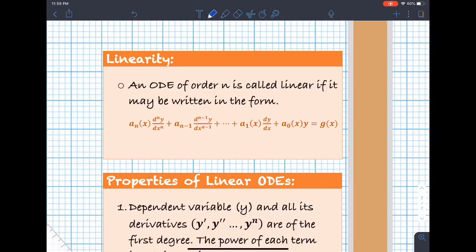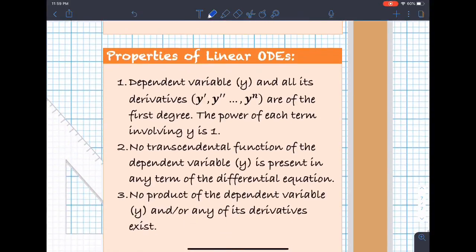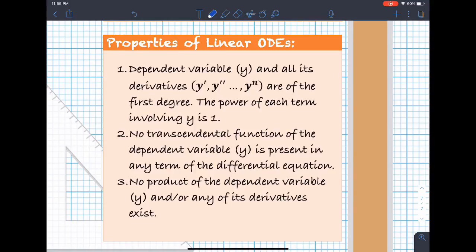Whether a differential equation would be considered linear or nonlinear, there are 3 properties to determine the linearity of ordinary differential equations. The first criterion is that the dependent variable y and all its derivatives, y prime, y double prime, or the second derivative, up to the nth derivative, are all of the first degree. In short, if a differential equation has a degree of 2 and above, that is already considered a nonlinear differential equation, because linear differential equations only involve a power equivalent to 1 for every given term.